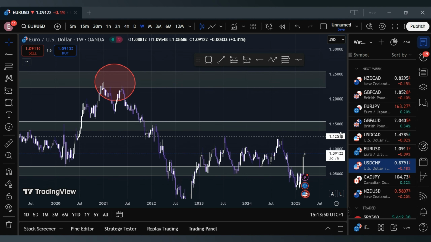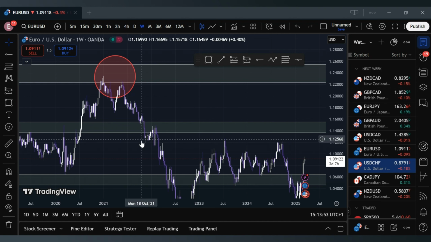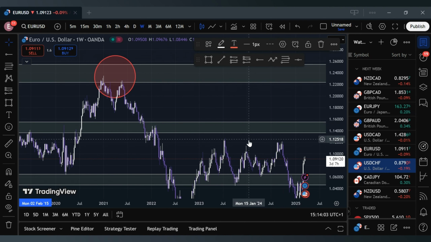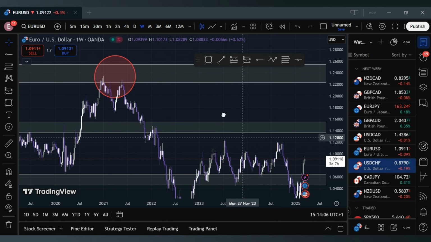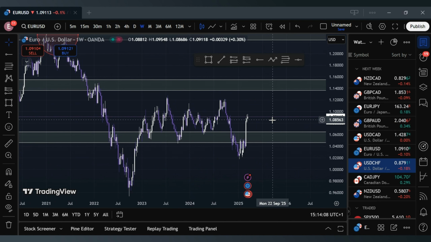So if we decide to draw it as a rectangle, you can see that it would enter and include all these points, therefore making this also a support and resistance zone. So yeah, I think that is clear enough by now.